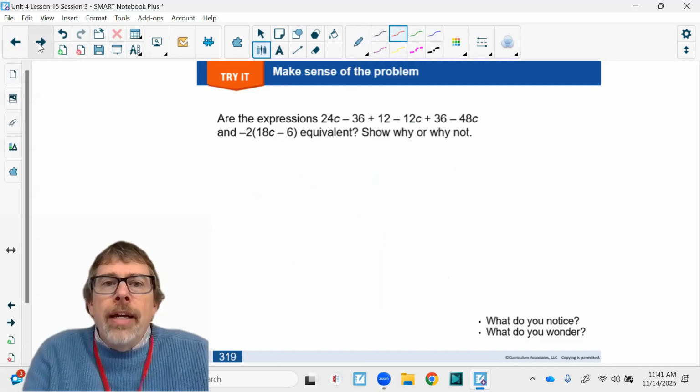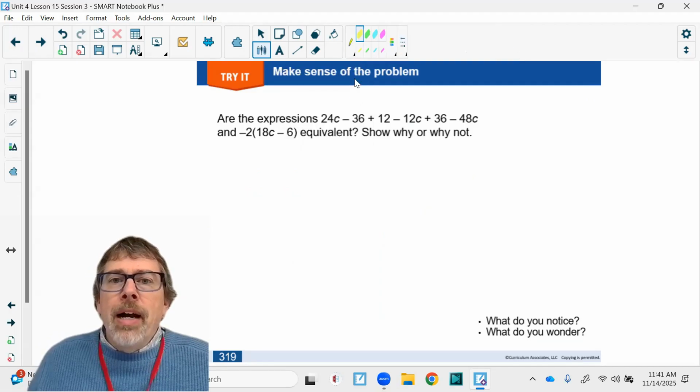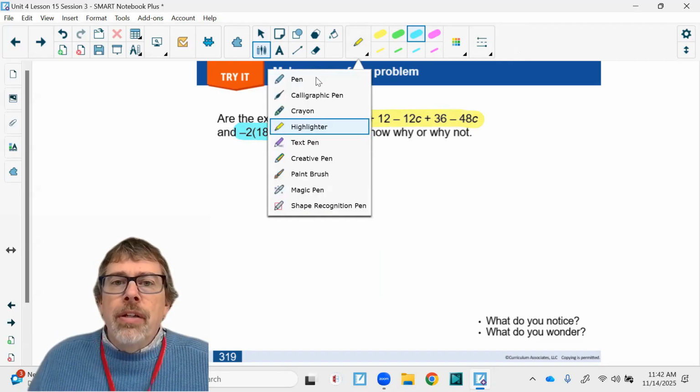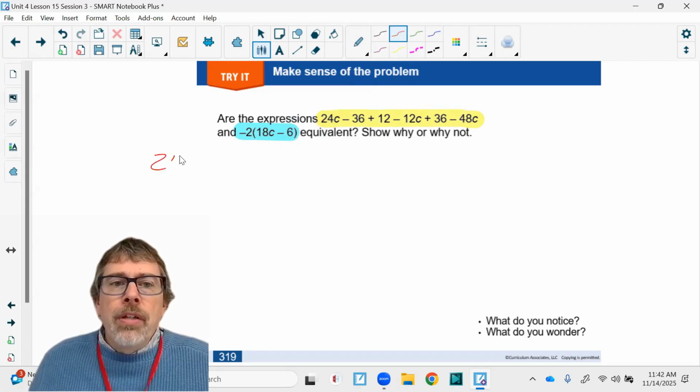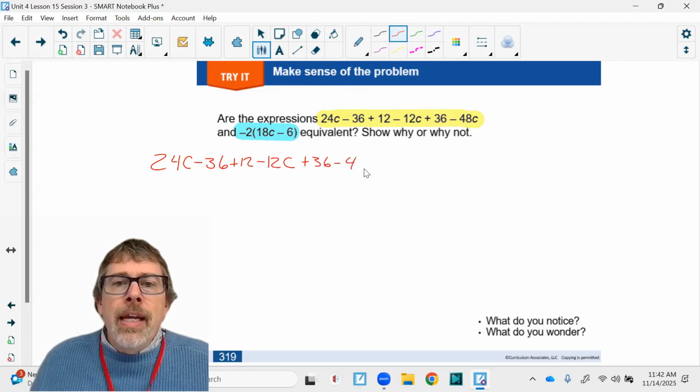Moving along, try it, make sense of the problem. It says, are these two expressions equivalent? Okay, so these are quite lengthy. Let me highlight them. This is the first expression right here, and this is the second. And when it says, are they equivalent, you set them equal to each other. So I'm going to just rewrite 24c minus, not plus, minus 36 plus 12 minus 12c plus 36 minus 48c equals the blue one, which is negative 2 times the quantity 18c minus 6.